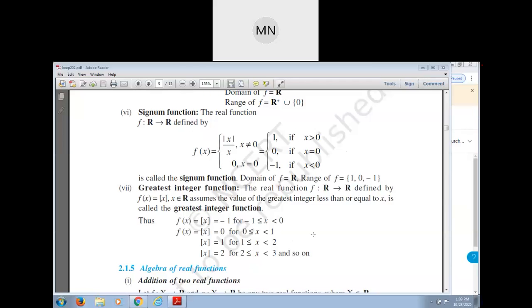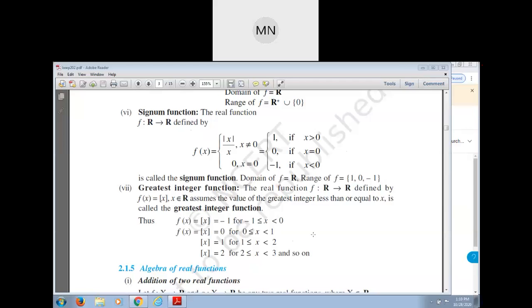Suppose it is an integer, suppose f of minus 1, then the functional value will be what? Minus 1. Okay, this is the way to find the functional value of the greatest integer function. For the greatest integer function, the functional value will be obtained using this formula. Remember that integer plus fractional value.